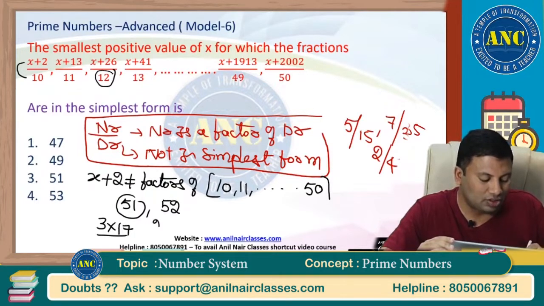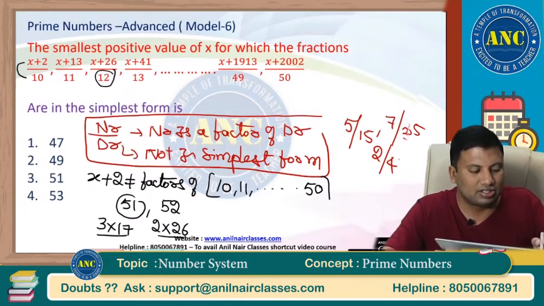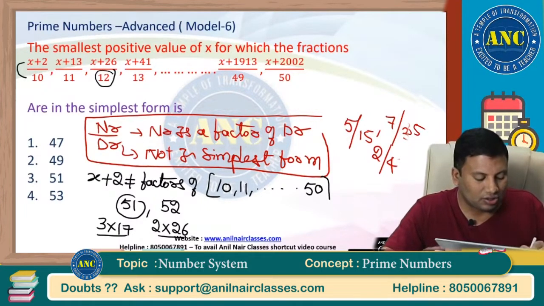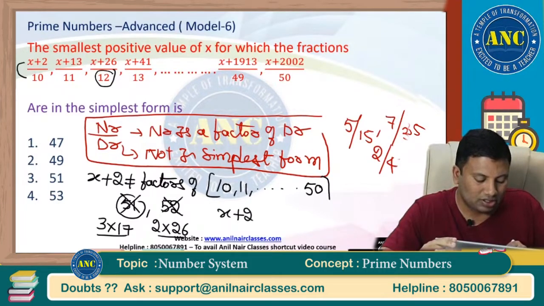X plus 2 being 52, it is 2 into 26. 26 will come as you proceed from 2 to 49, and 2 also will come, which is a factor of the denominator. So it cannot be 51, it cannot be 52. So x plus 2 has to be 53. X is nothing but 51.